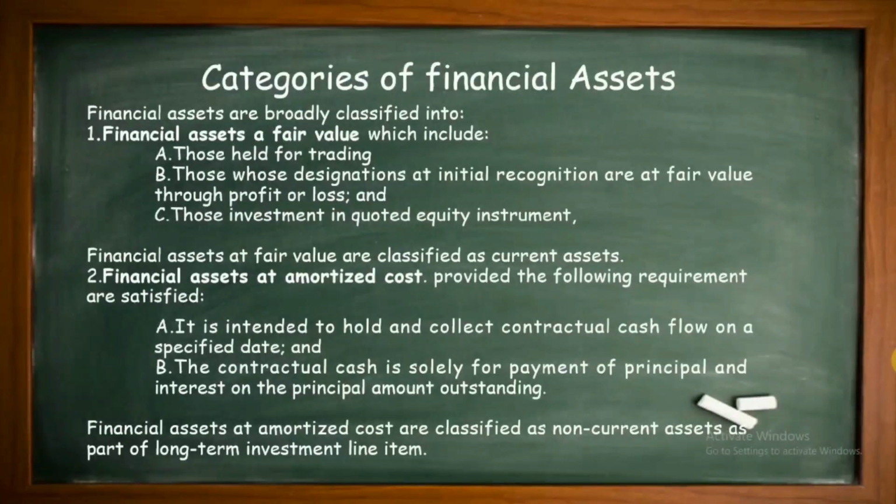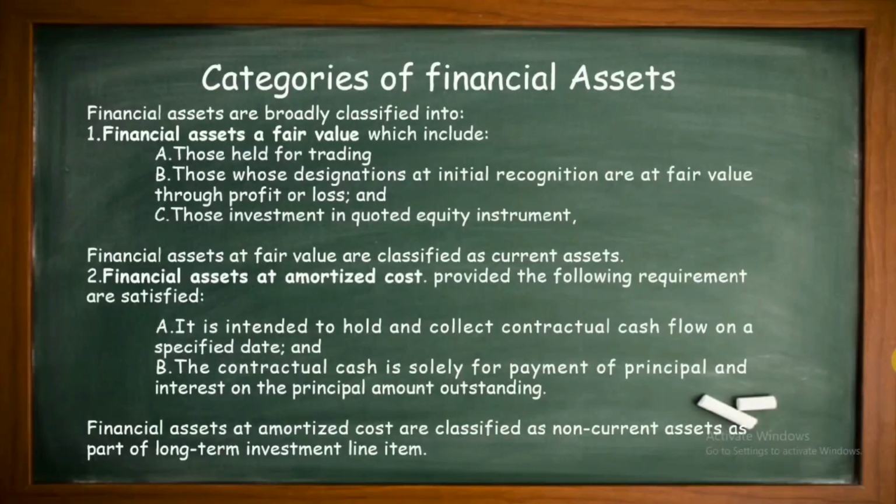So, ang ibig sabihin ng amortized cost, ito yung cost, that is, the accumulated portion of the recorded cost of a fixed asset that has been charged to expenses. So, letter A, it is intended to hold and collect the contractual cash flow on a specific date. So, ito ay nilalaan upang makolekta yung contractual cash flow.